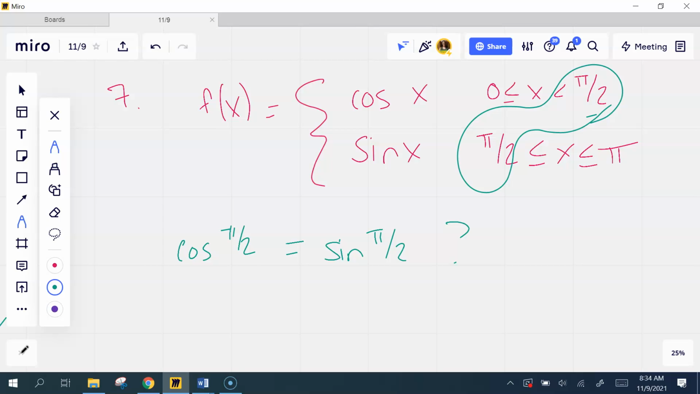No. Pi over 2, where's pi over 2? Up at the top. One's 0 and one's 1. So no, that does not equal. So it's not continuous. And if it's not continuous, I don't meet the condition. That's a red flag. That's a red flag for sure.